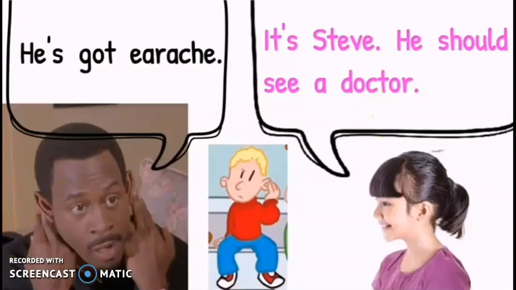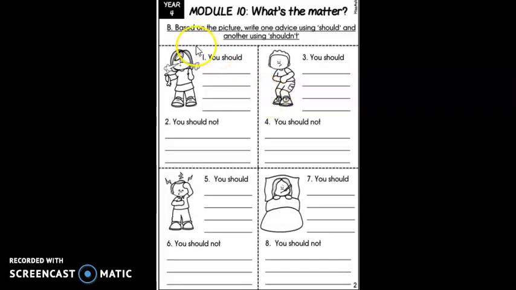What I want you to do now is, okay, look at this exercise, module 10, what's the matter? Look at the instruction. Based on the picture, write one advice using should and another using shouldn't. Okay? So let's look at the first picture. What is it all about?